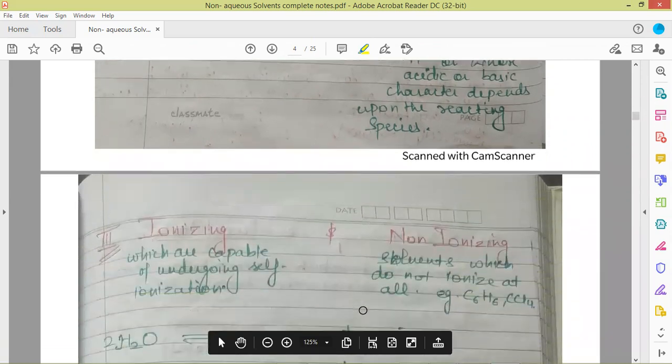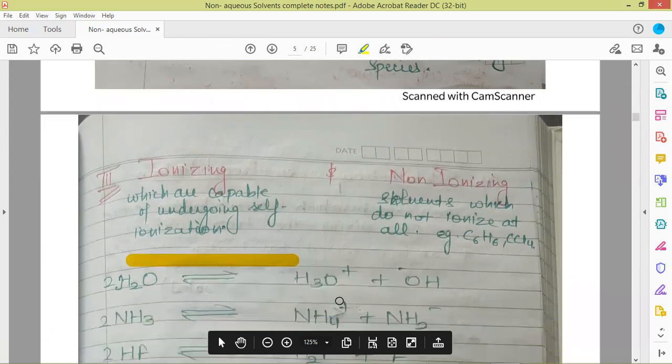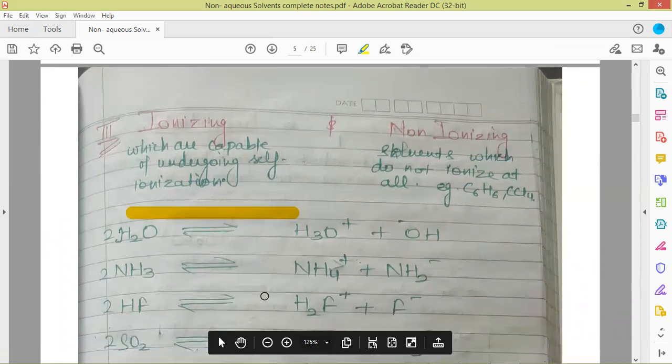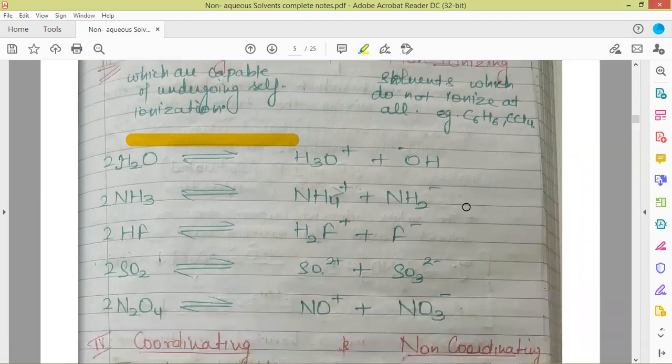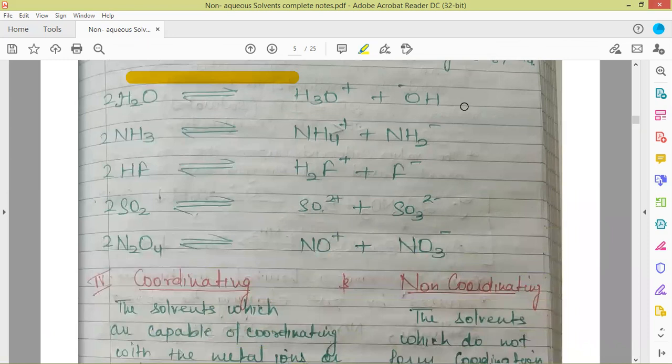So next category is ionizing and non-ionizing solvents. Ionizing solvents are those which are capable of undergoing self-ionization, as water can self-ionize to give H3O positive and OH negative ion. This is the cationic part, this is the anionic part. Ammonia can ionize to give ammonium ion and NH2 negative, HF to give H2F positive and F negative. And non-ionizing solvents are those which do not ionize at all. For example, we can have all the non-polar solvents, that is benzene, chloroform, which do not ionize at all. So these are examples of ionizing solvents which can ionize to generate a cationic part and an anionic part.